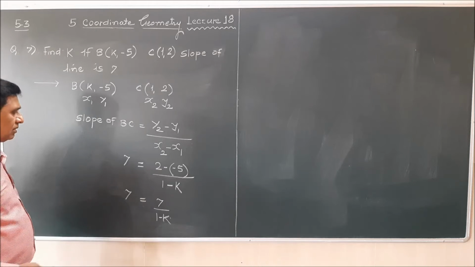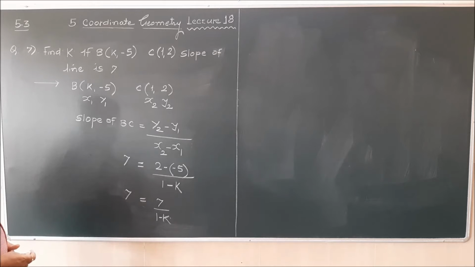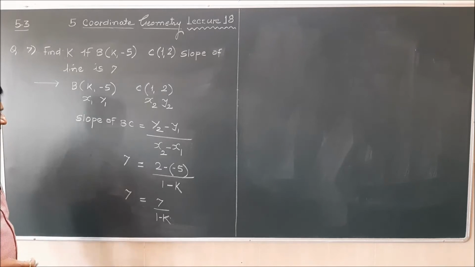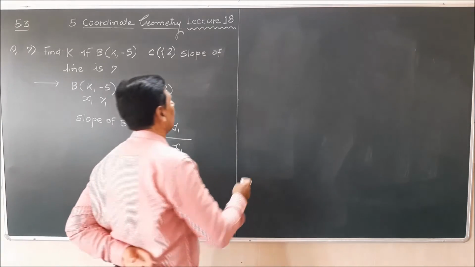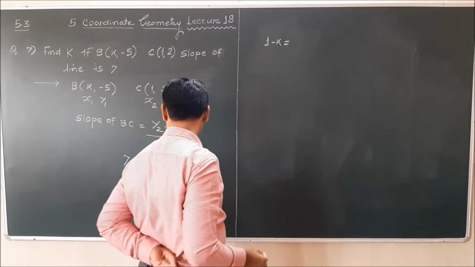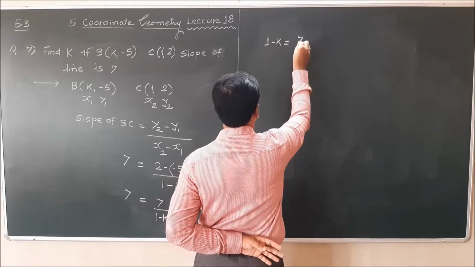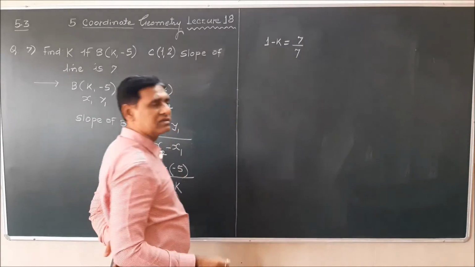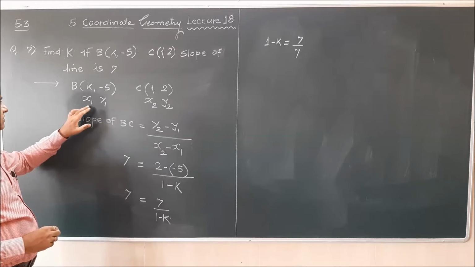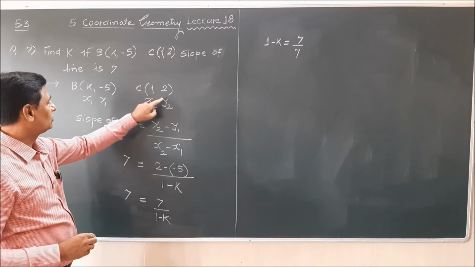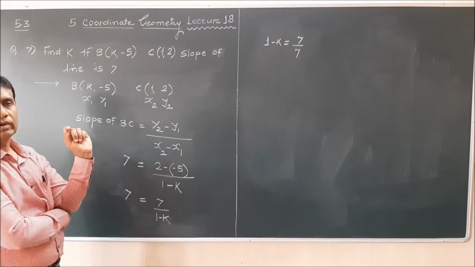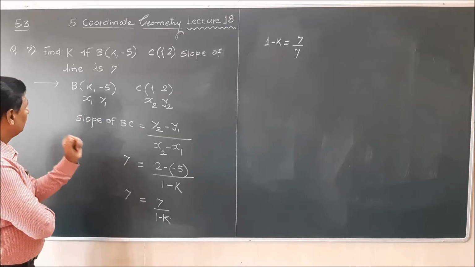Now what will I do? Try to understand. They have given us slope as 7. Here we have 1 minus k. So surely you will take 1 minus k to the left hand side. That will give me 7 upon 7. Try to understand it. K minus 5 is x1 y1, C 1 comma 2 is x2 y2, slope of BC is y2 minus y1 upon x2 minus x1.